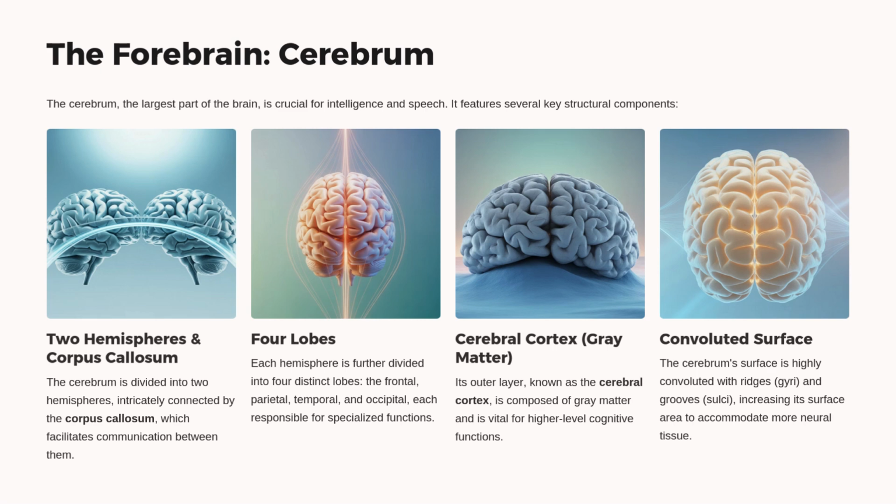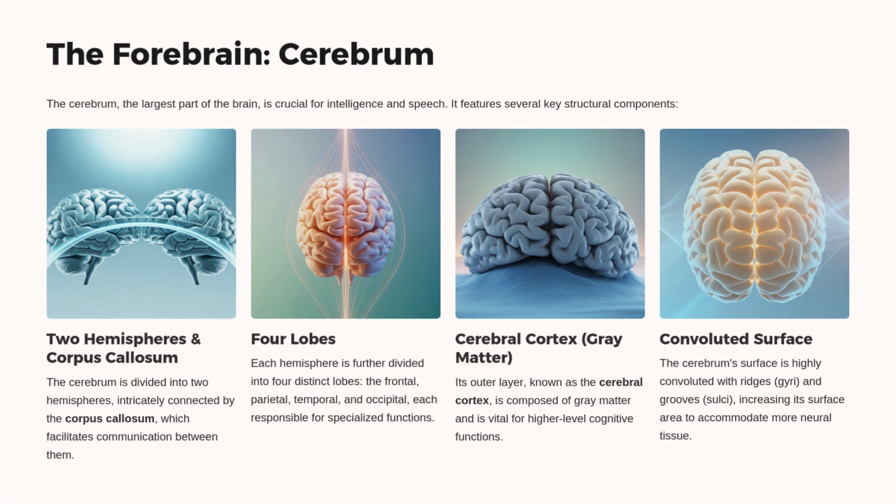4 lobes. Each hemisphere is further divided into 4 distinct lobes: the frontal, parietal, temporal and occipital, each responsible for specialized functions. Cerebral cortex, gray matter. Its outer layer, known as the cerebral cortex, is composed of gray matter and is vital for higher-level cognitive functions. Convoluted surface. The cerebrum's surface is highly convoluted with ridges, gyri and grooves, sulci, increasing its surface area to accommodate more neural tissue.